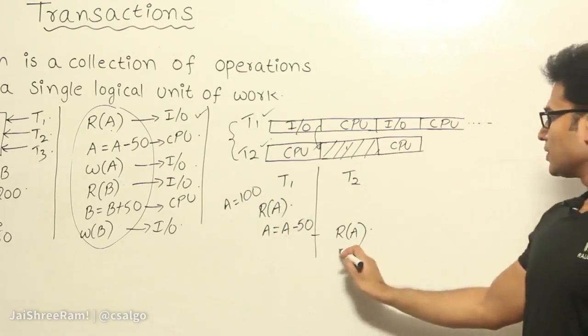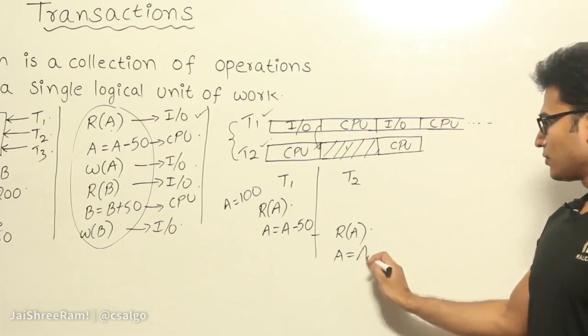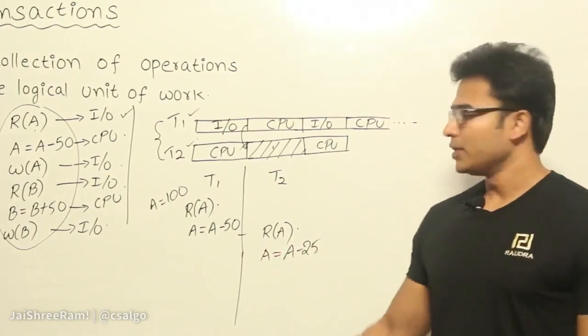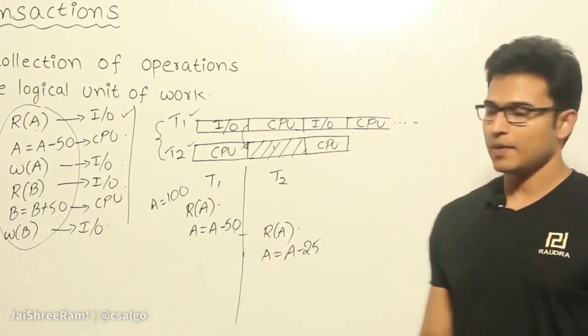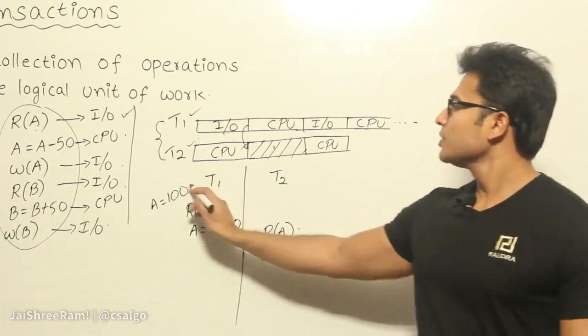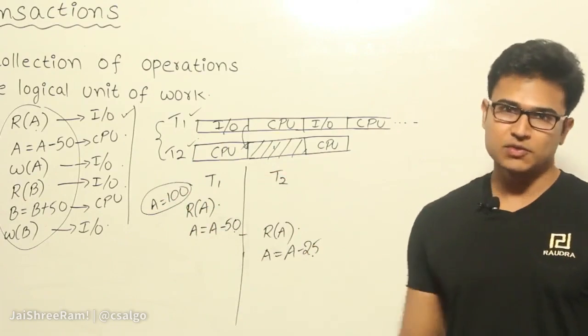Now let us say here you are withdrawing money, let's say 25 rupees, A minus 25. So here you are transferring 50 rupees from A and here you are trying to withdraw 25 rupees from A. Then how much should be the balance? 25 rupees should be the balance after T1 and T2 finish their execution.